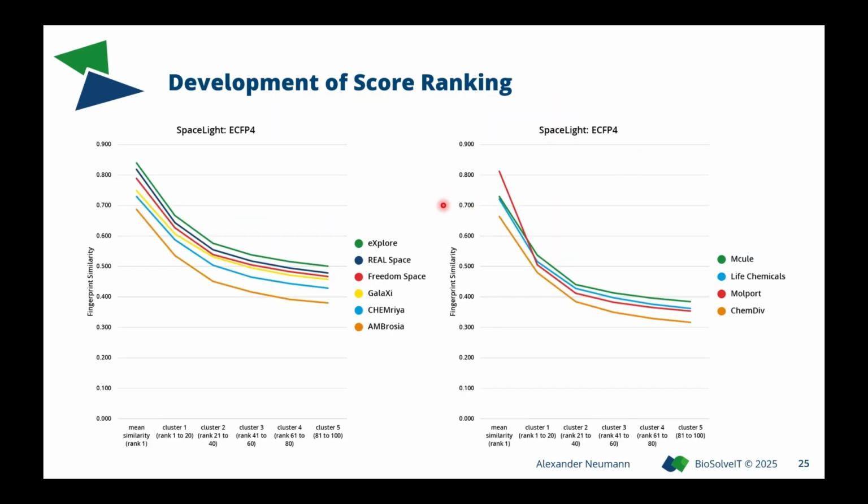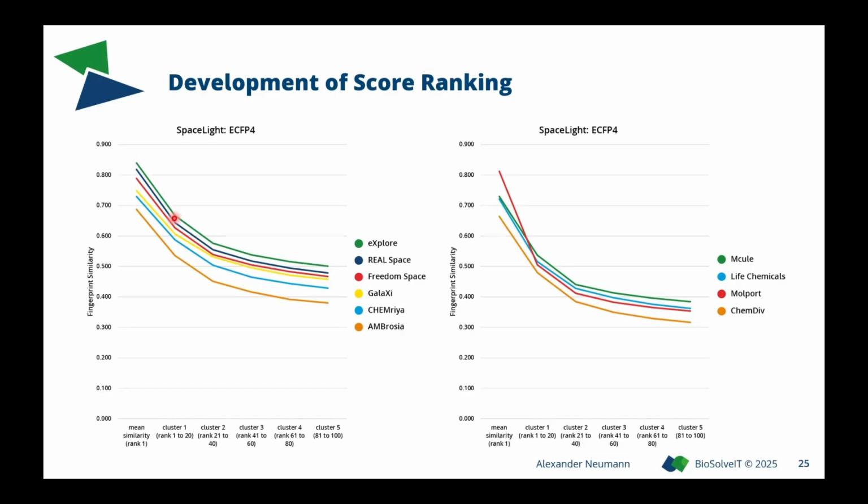What's interesting though is the development of the score ranking. Here we can see the ECFP4 score, the molecular fingerprint. The first data point is the mean similarity of the rank 1 results, and you can see that all chemical spaces start quite high. For all of the 100 results, we formed clusters of 20 compounds and calculated the mean score for each cluster among all results. And obviously, the score drops. This is the nature of scores: you always have the most identical or more similar compounds first, and then the less similar compounds come.